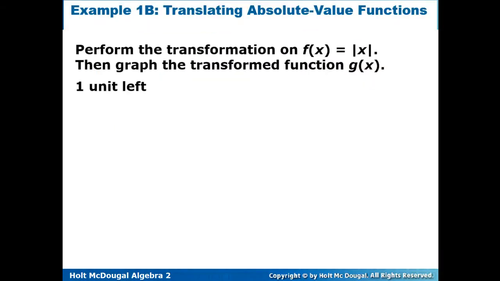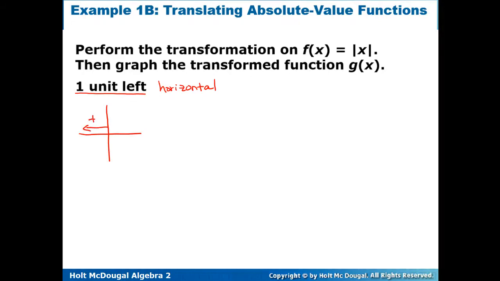Next, perform the transformation on f of x equals absolute value of x. Then graph the transformed function g of x, 1 unit left. Remember, we talked about when we're going horizontal, I told you we think about "horrible horizontal." So we're going to move 1 unit left. Let's see what that looks like. I'm going to go left, so I'm going this direction.